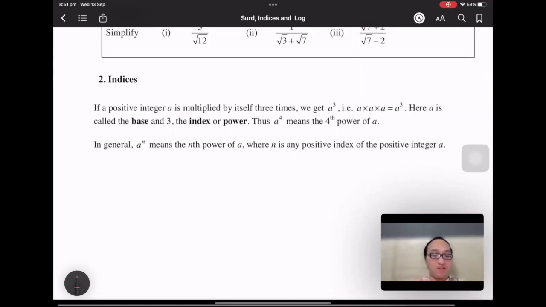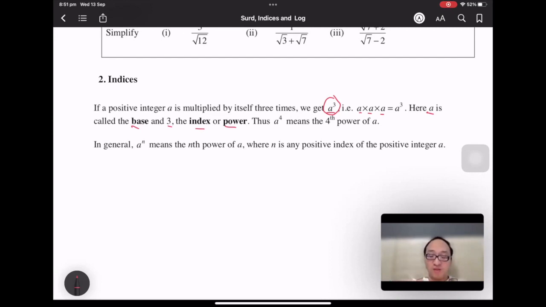The next one is about indices. The indices, it's about the power or the index of a number. For example, we have a cube. So a cube means a times a times a. So this is indices. This is exponent index. We call a the base and 3 the power or index.